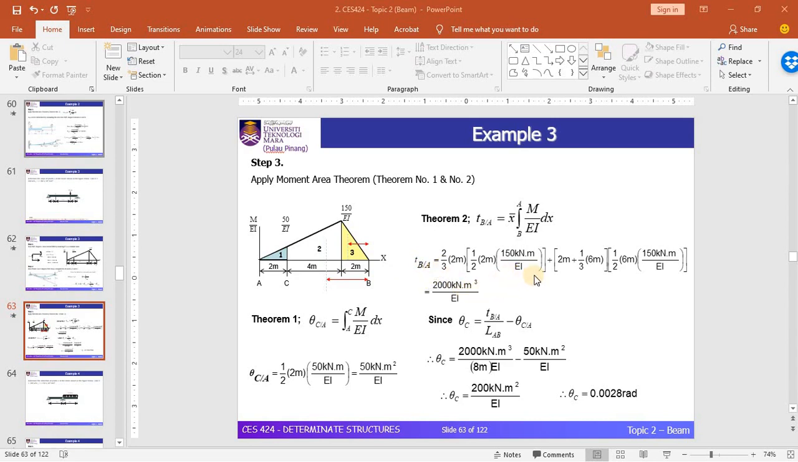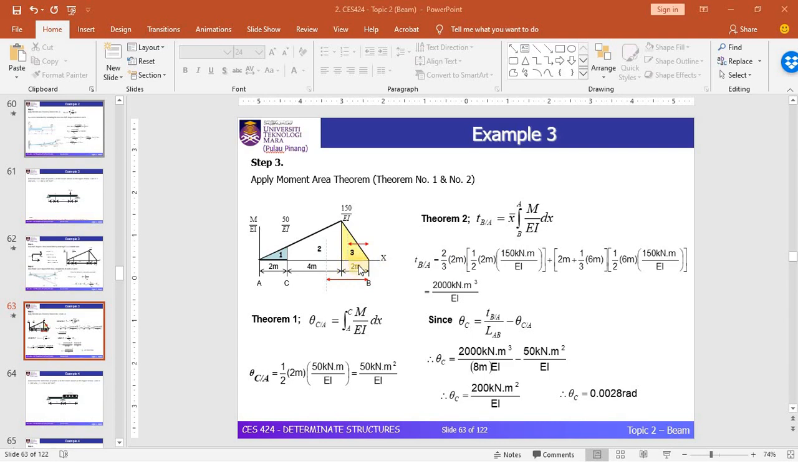Let's look at the solution here. Basically we have two parts. The first part is for this big triangle, and the second part is for the second triangle, the small one. Let's look at the first part. The first part is 2/3 multiplied by 2. Basically this is x bar. The x bar value can be obtained by looking at the base of this triangle, which is 2 meters.